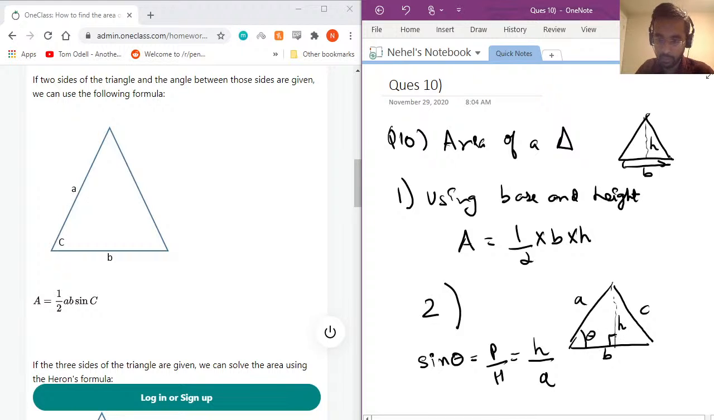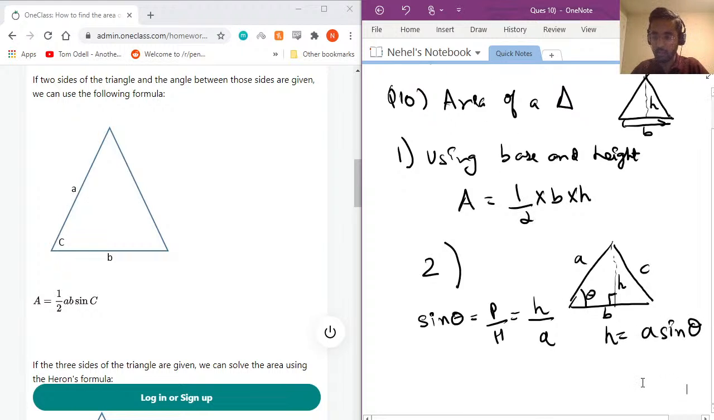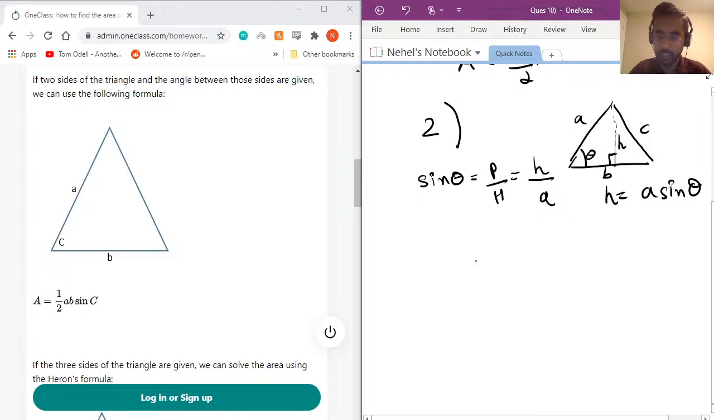Now we need to calculate the area, but we don't know the height. It wasn't given to us, but we knew the angle. So if I get h in terms of A and the angle, we should be fine. So h equals A sine theta. And then from that, using the same equation, half times base times height, our base is B, which we're given, and the height is A sine theta. So that's the second way.